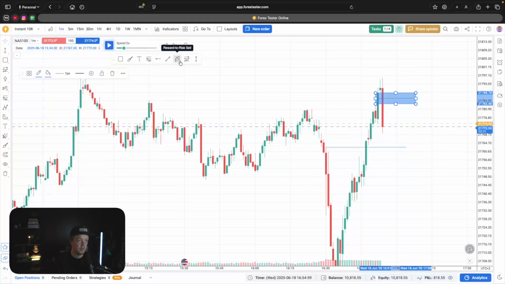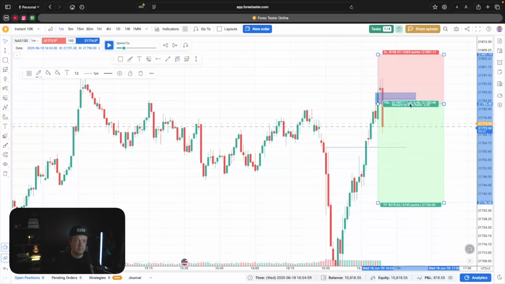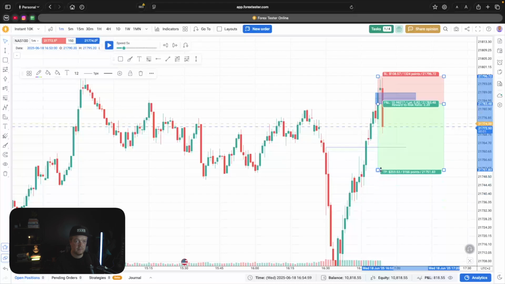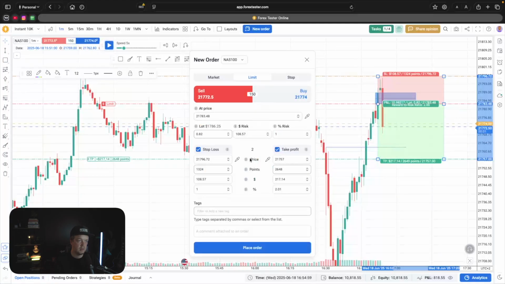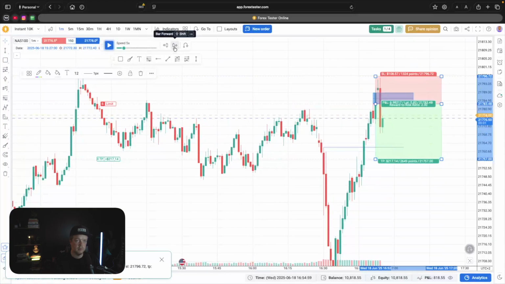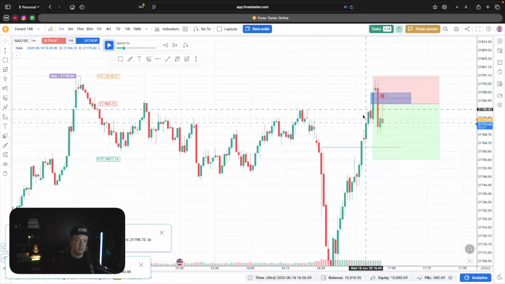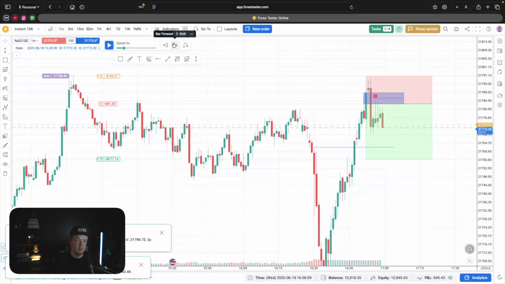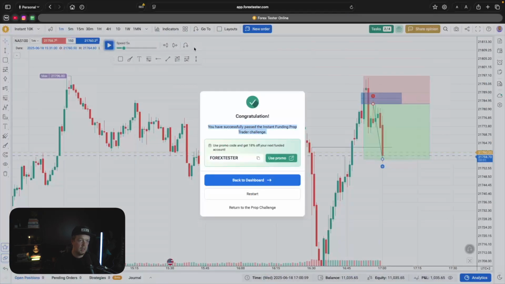There we broke through. Let's put our sell limit right over there. Stops above these highs, and we target a fixed 1 to 2. And let's put our limit there and see if we get tagged in or not. There we go, we got tagged in. And there we go. As you can see, congratulations. You have successfully passed your instant funding.